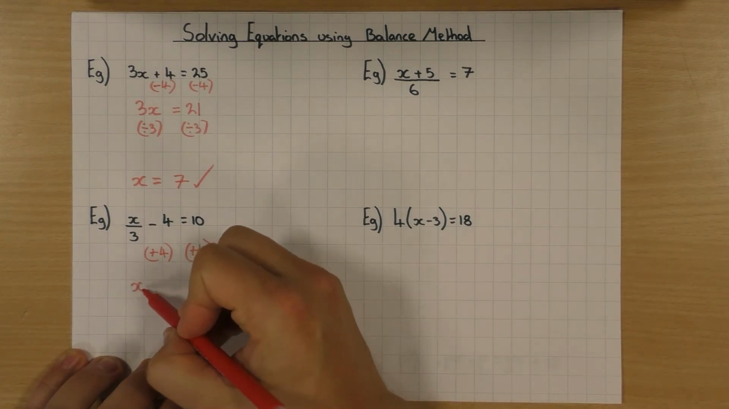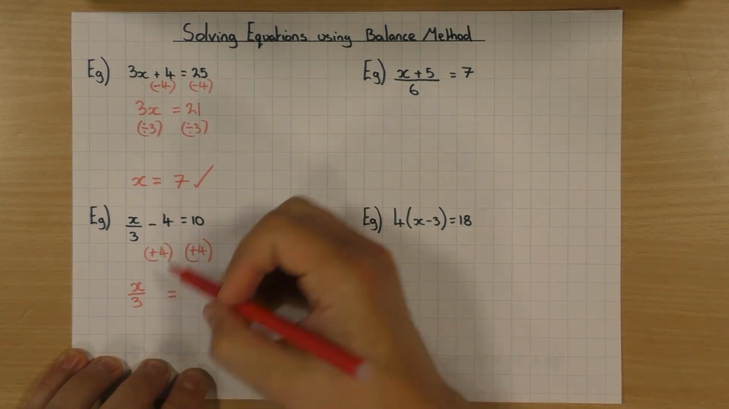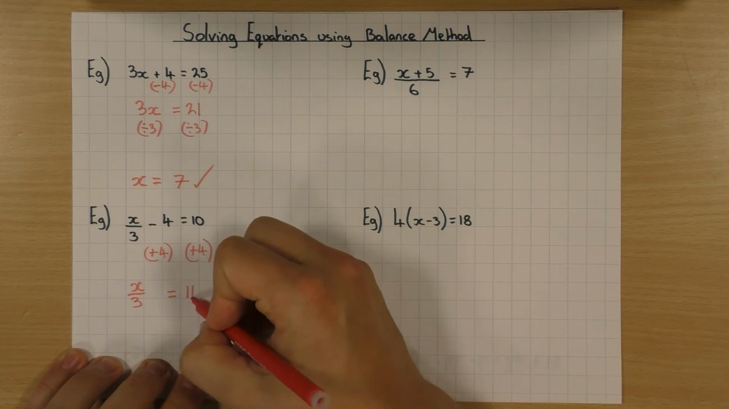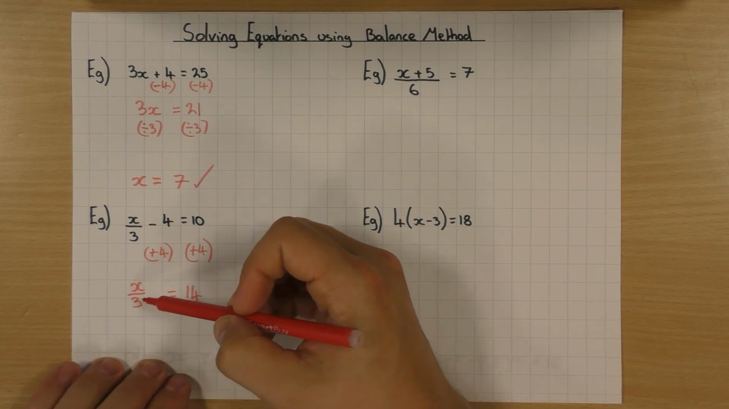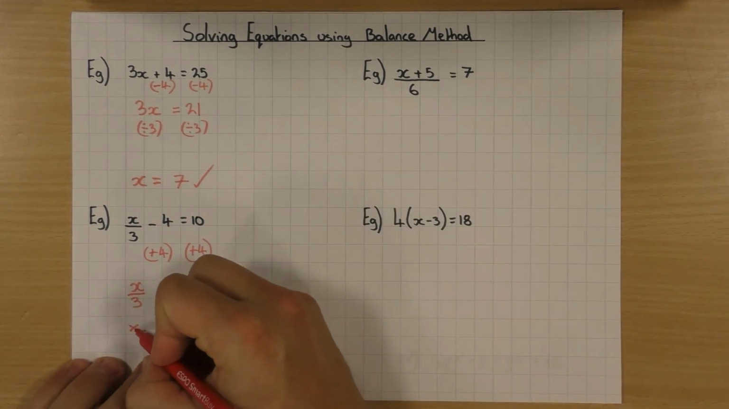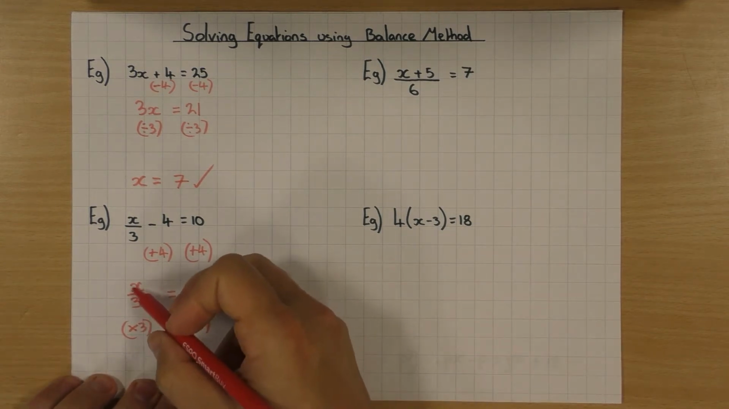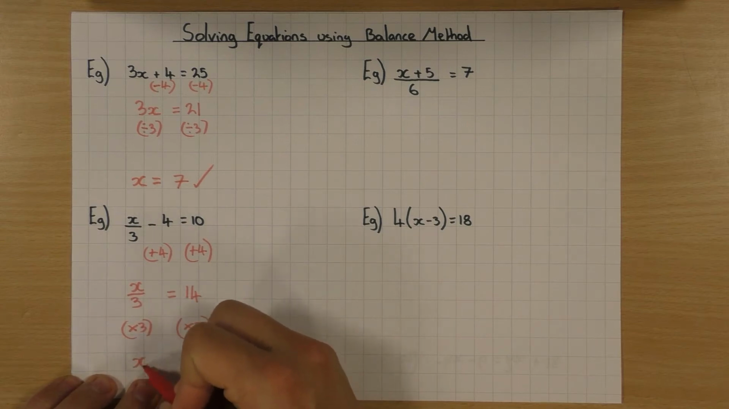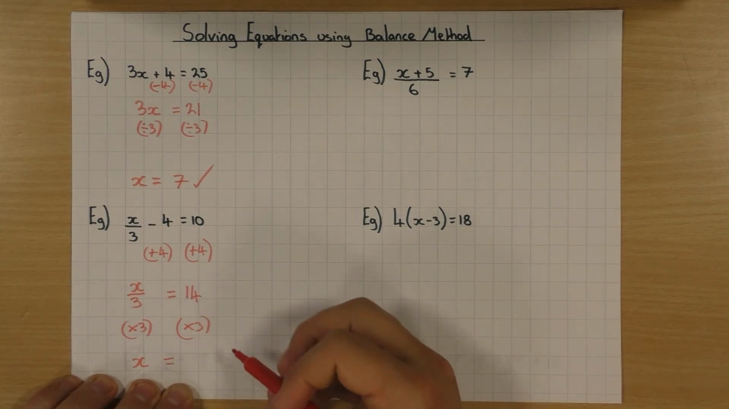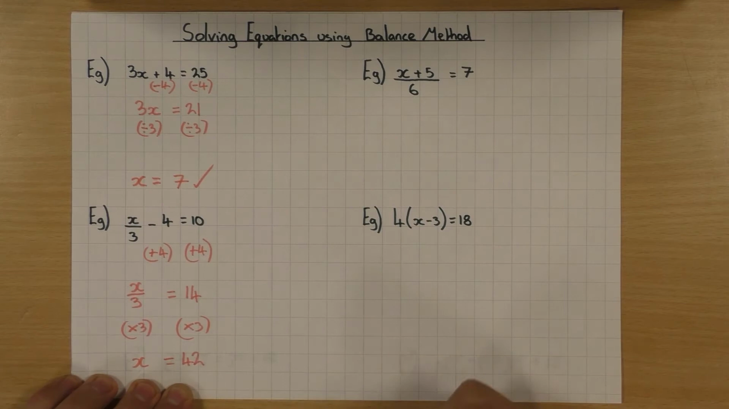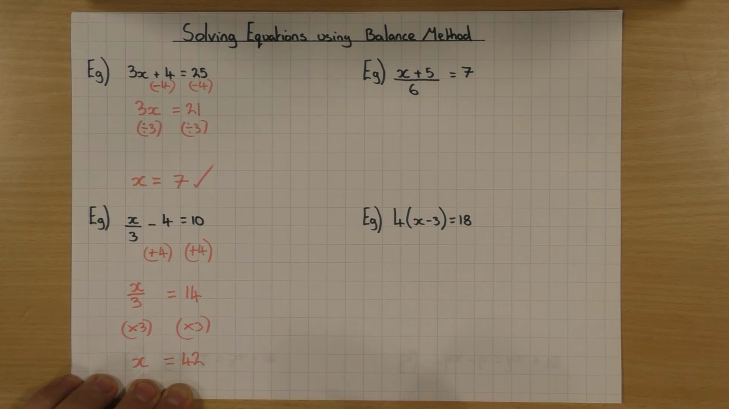So what am I left with? I'm going to have x divided by 3 still. The 4s cancel out, and that equals 10 plus 4, which is obviously 14. Now I want to deal with this divide by 3. Again, I do the opposite, so I times by 3 both sides, and therefore x divided by 3, but times by 3 leaves me with x, happy days. 14 times 3, well 10 times 3 is 30, 4 times 3 is 12, add them together, we have 42. And again you can substitute that back into there and check it works.